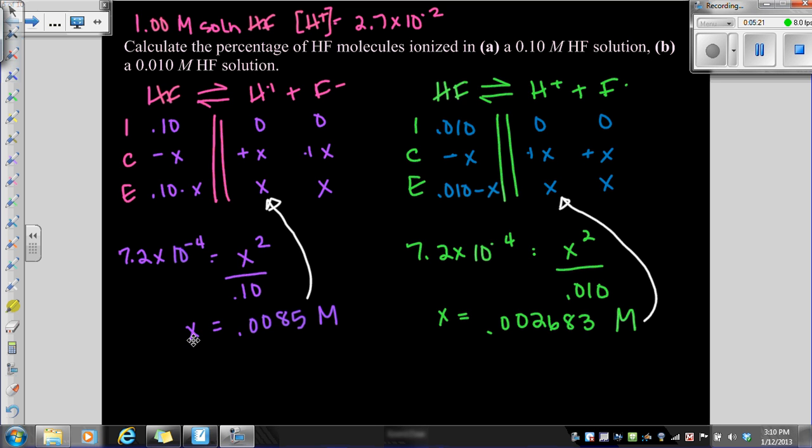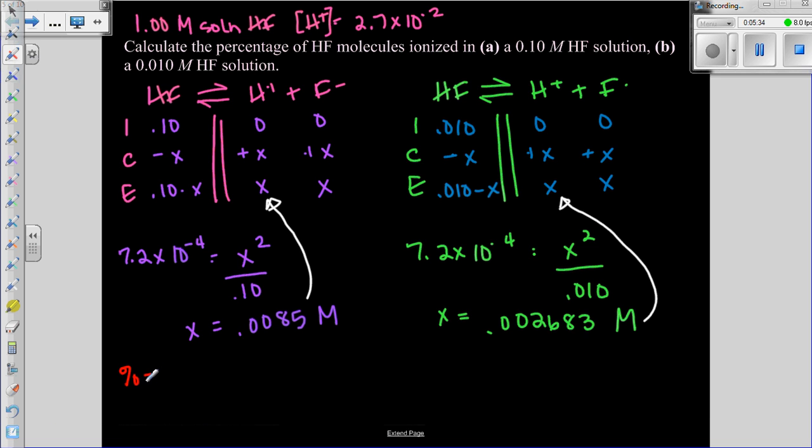All right, I'm not asked to calculate pH. If I were, I would just do negative log of these values, but I'm not. So I'm just going to do percent dissociation. To get that, our percent dissociation is going to be the hydrogen or hydronium ion concentration divided by the initial acid concentration, and then that's going to be times 100.